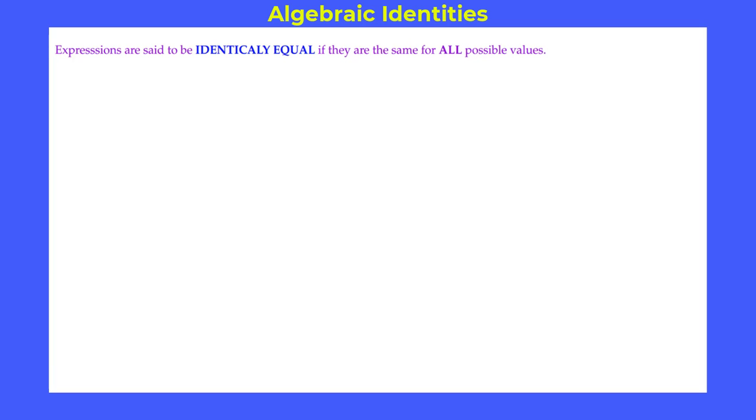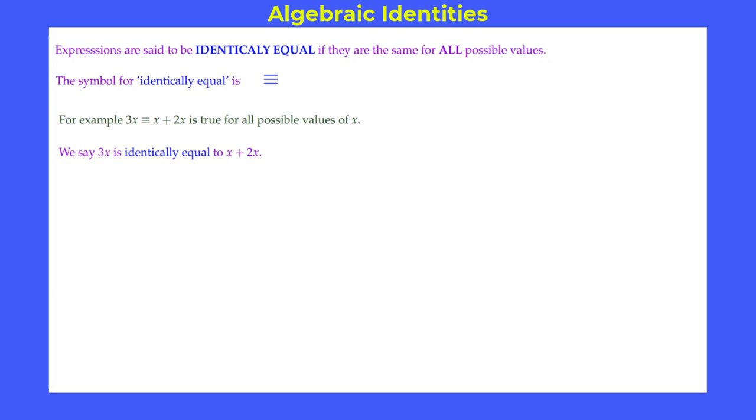In this video, we're going to be looking at algebraic identities. Expressions are said to be identically equal if they're the same for all possible values. To show it, we use this symbol, which is like an equal sign with an extra line. For example, 3x is identically equal to x plus 2x, and this is true for all possible values of x.